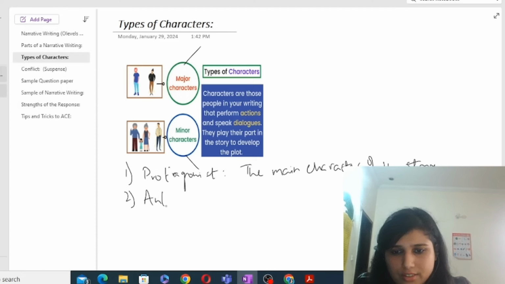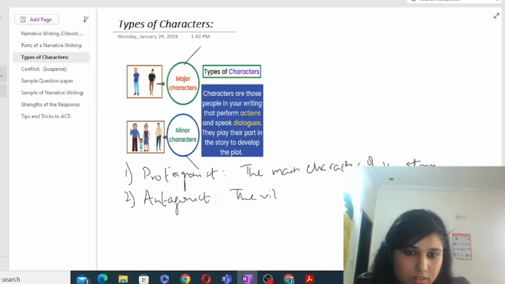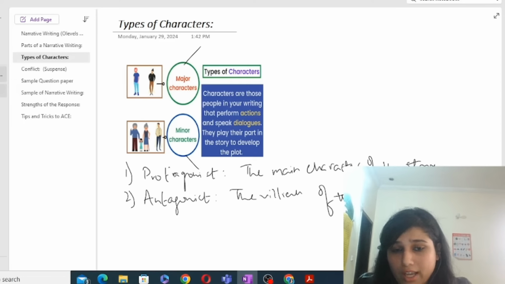It's the antagonist. Of course, it's the opposite of the protagonist, the villain of the story, who creates the suspense or creates problems. Remember, you need to add characters like protagonist and antagonist to make your narrative interesting. The opponent of the protagonist is the antagonist. Then comes the third one, the tertiary characters.